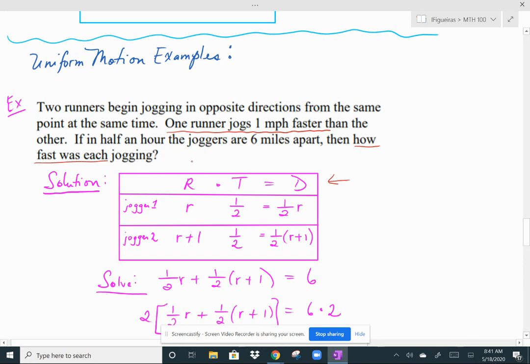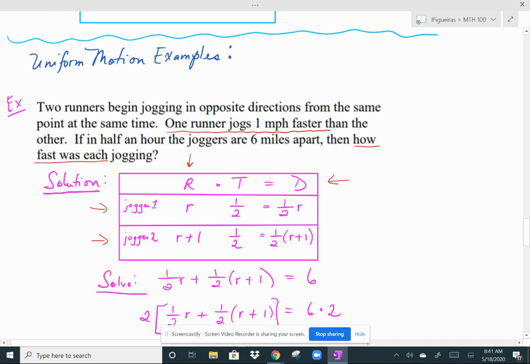You assign a variable to one of them. So I'm going to let jogger 1 be R. And so jogger 2 will be the faster runner. So if jogger 1 has a rate of R, jogger 2 is 1 mile per hour faster. So he or she is R plus 1.